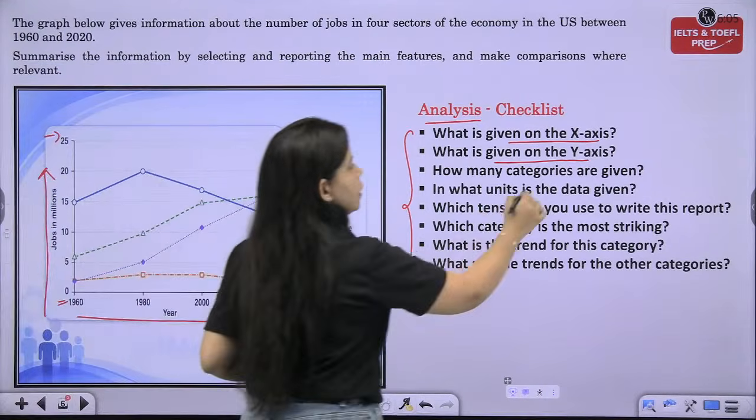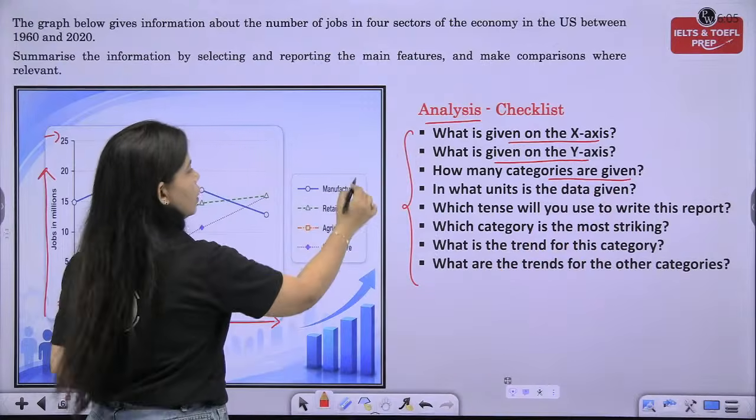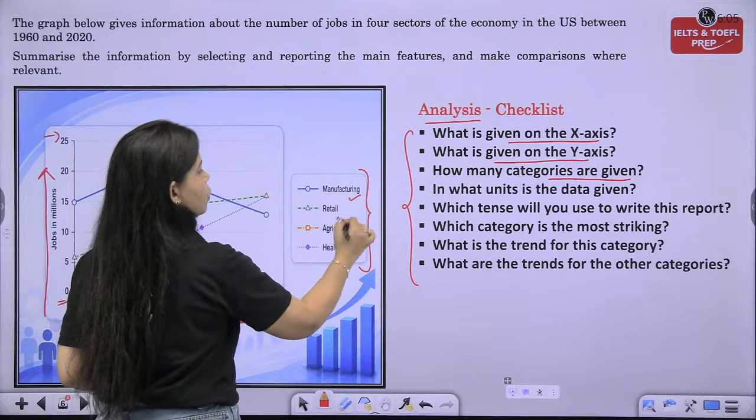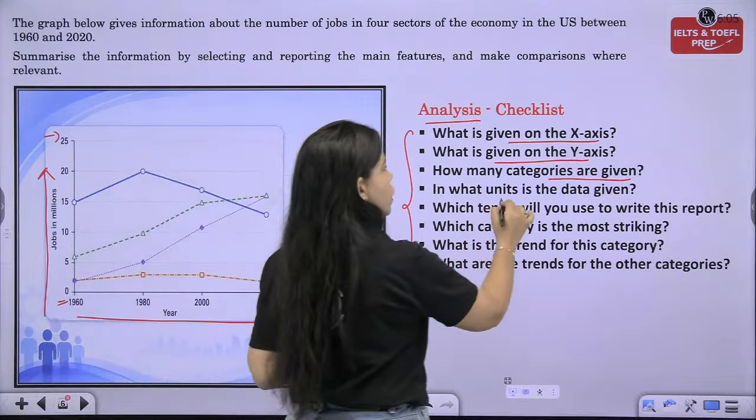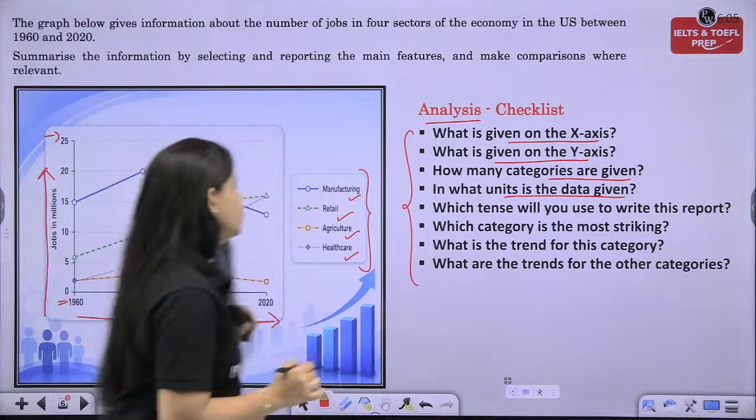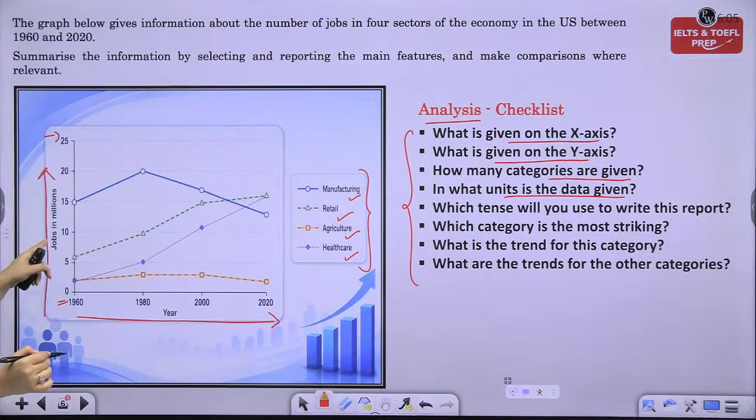How many categories are given to you? You are given these 4 categories: manufacturing, retail, agriculture, and healthcare. In what units is the data given to you? The data is given to us in millions.